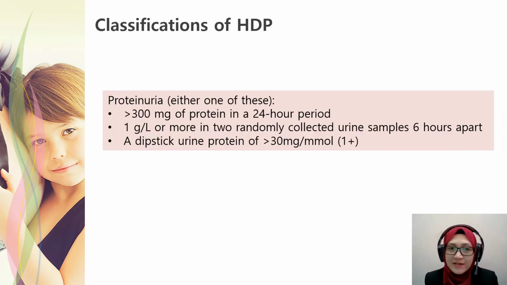Proteinuria is defined here as any one of these. The first is more than 300 milligram of protein in a 24-hour period of urine collection. Or, 1 gram per liter or more in 2 randomly collected urine samples 6 hours apart, or a dipstick urine test of more than 30 milligram per millimole, which we can call 1 plus. Usually in the klinik kesihatan or any clinic, they use the dipstick urine protein test.